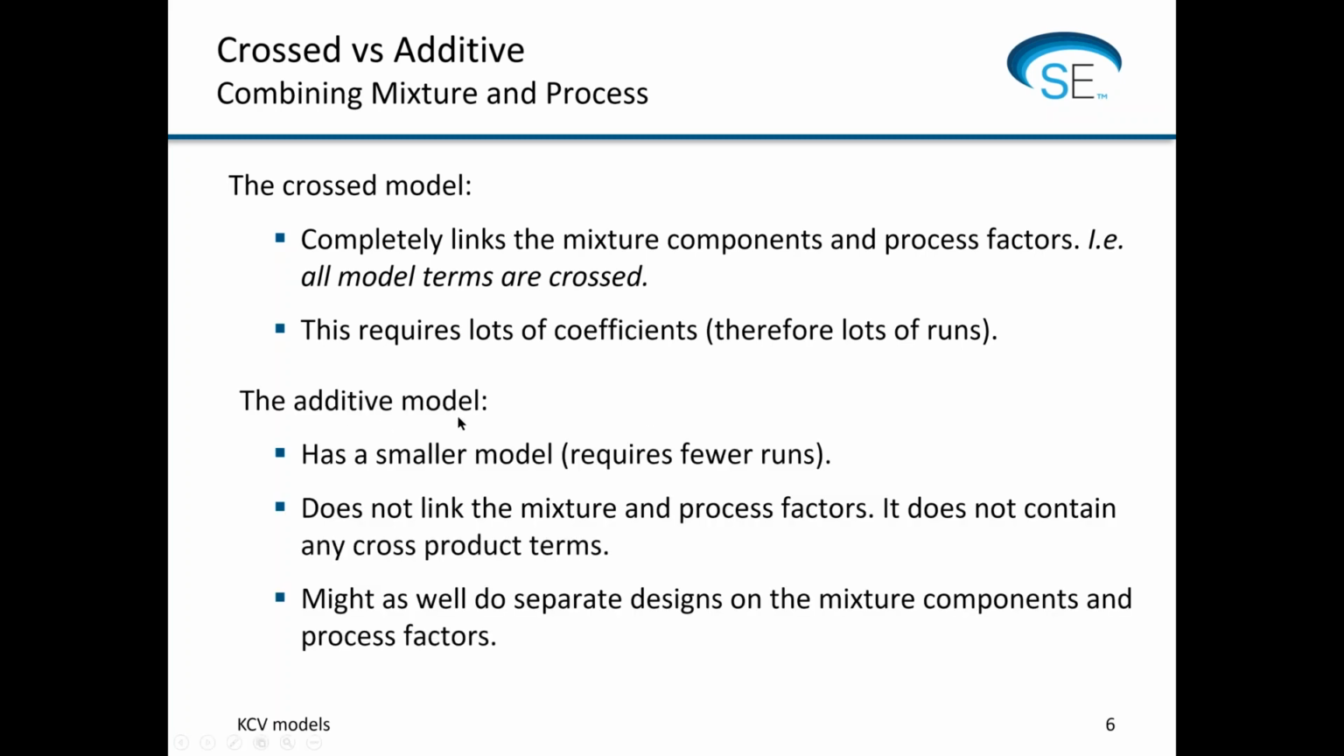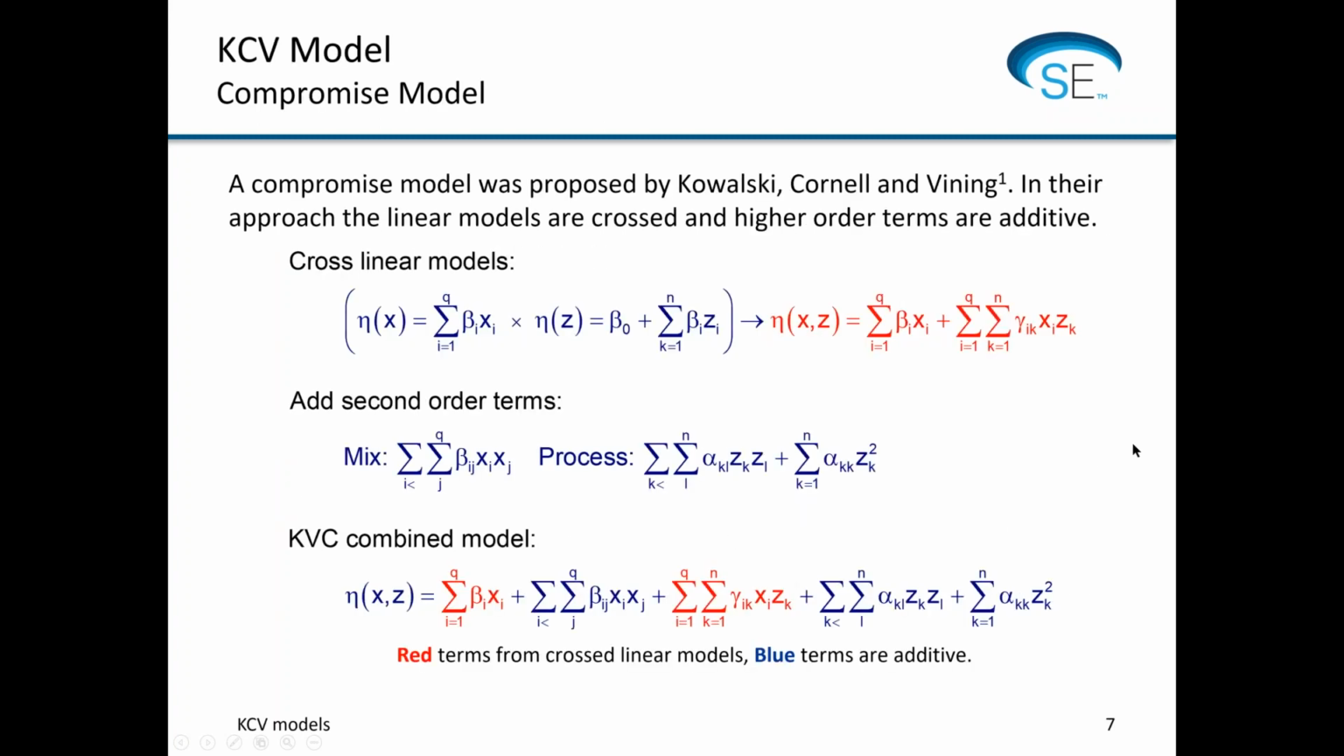Now, the additive model has the advantage that it's a smaller model. It requires fewer runs. However, there's no linkage between mixture and the process. It doesn't contain any crossed product terms. So we might as well just do a separate design on the mixture components and the process factors. Okay, so there can't be any dependence of one of those on the other.